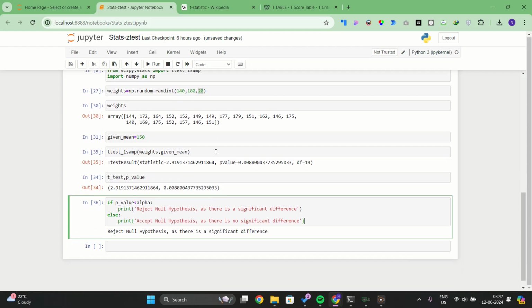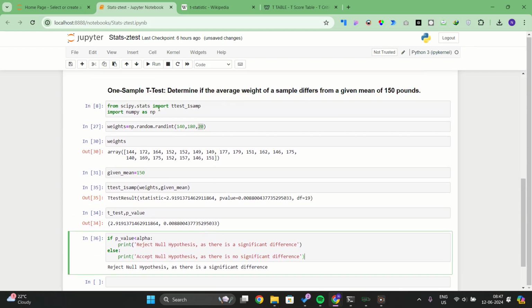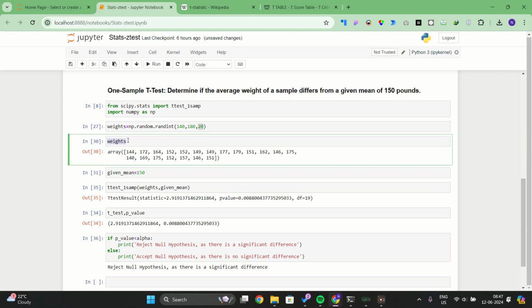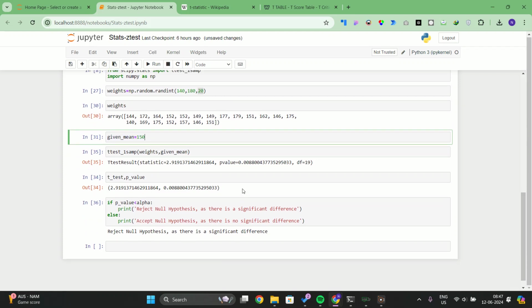So in this case, we can conclude that the mean of this sample is significantly different from the given or known mean. So that's pretty much about this particular video.